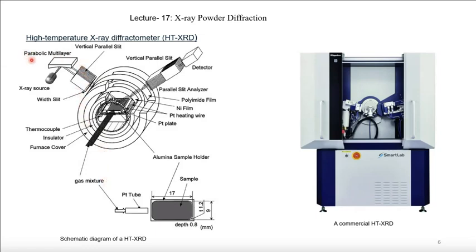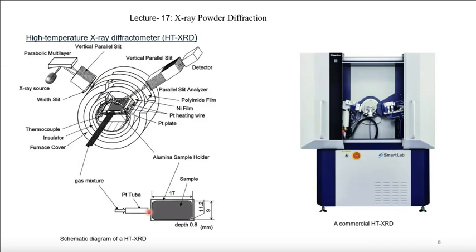Lots of parameters. Here is the source of X-ray. Here are the vertical parallel slits, and here is the detector with slits, and then you see the platinum heating wire, and then the platinum plate, and then we have a sample holder where we have to have a sample depth of about 0.8 millimeter to heat it and get the powder pattern in situ.